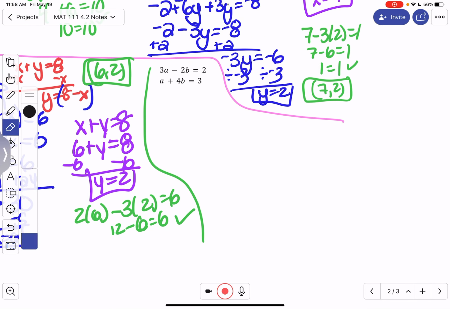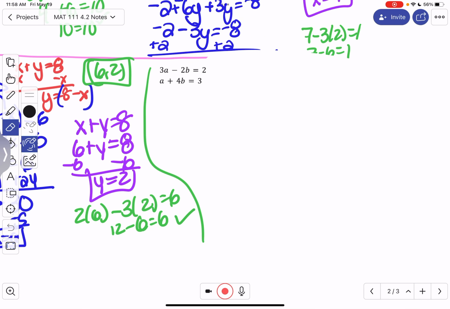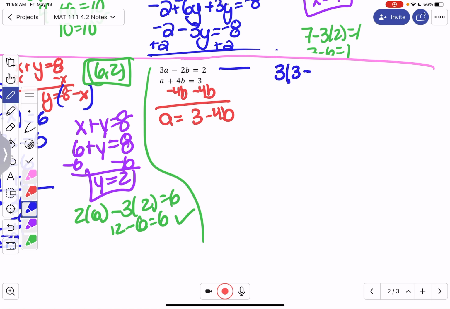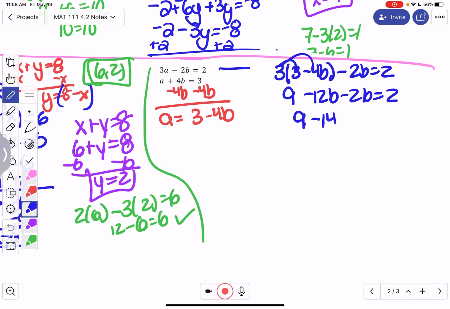Now this problem here, we do the same thing. Just because it's a and b, it doesn't matter. We're just using a and b instead of x and y. So I'm going to subtract 4b. Now it's a equals 3 minus 4b. I'm going to rewrite that, but instead of a, I'm going to do 3 minus 4b. Distribute. Combine like terms. Subtract 9.